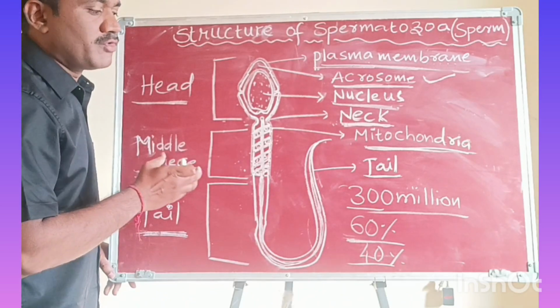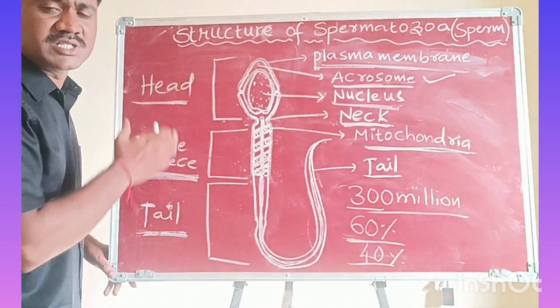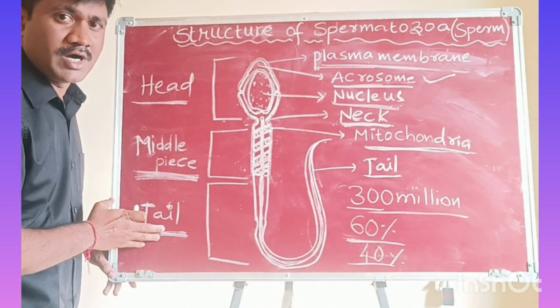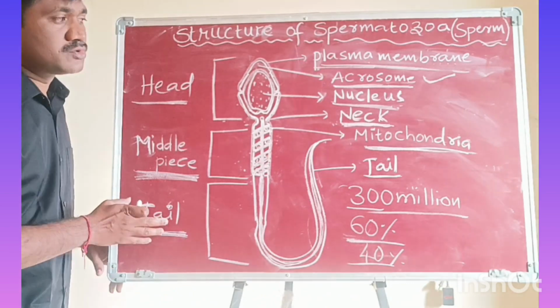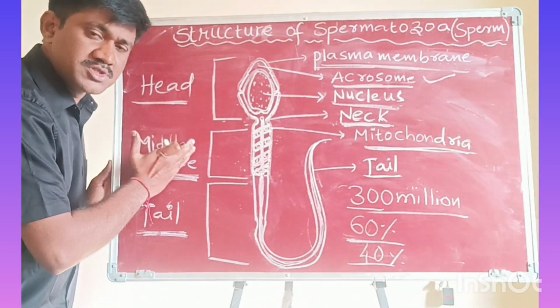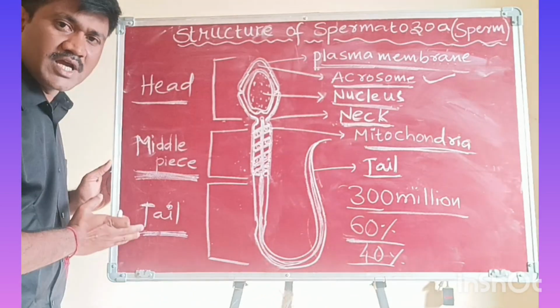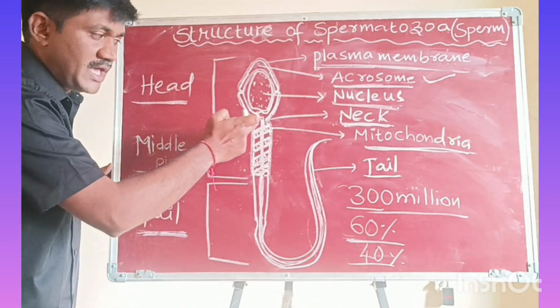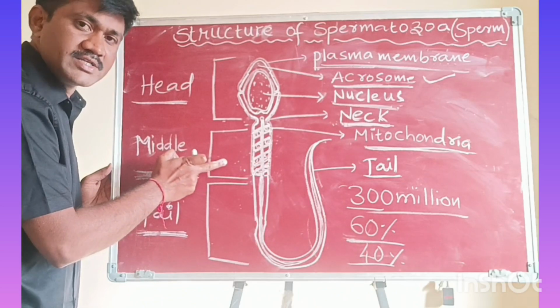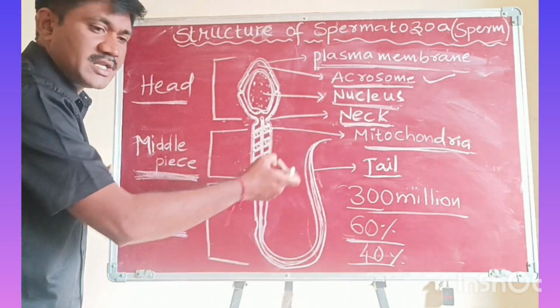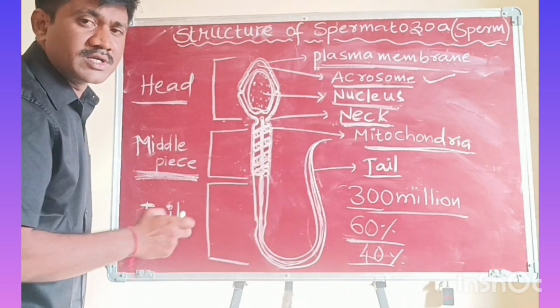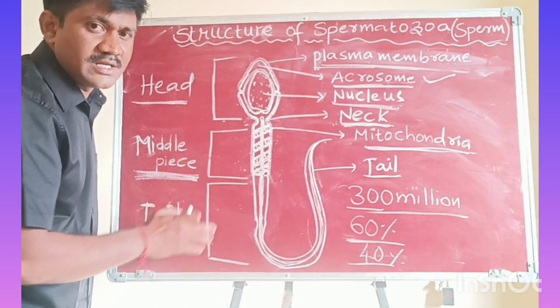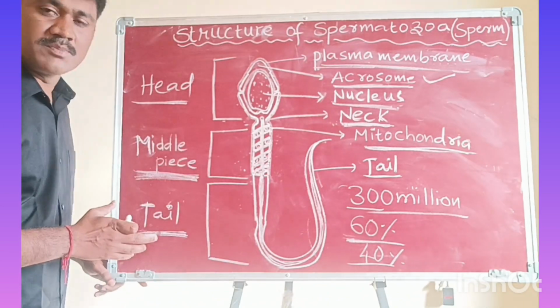So this is about the structure of the spermatozoa. I hope you understood this. The spermatozoa or sperm cell is composed of head, middle piece and tail. The head is composed of two parts. The middle piece contains axial filament, mitochondria and cytoplasm, and the tail region contains the central axial filament. This is about the spermatozoa.